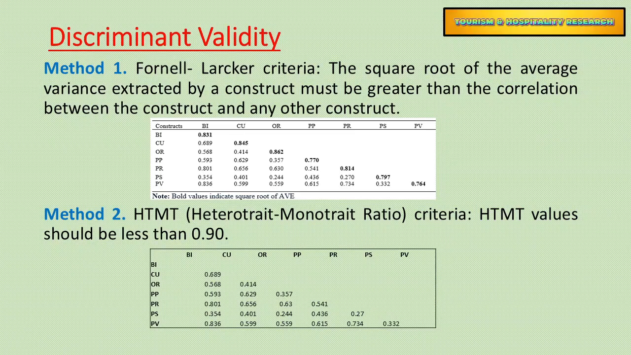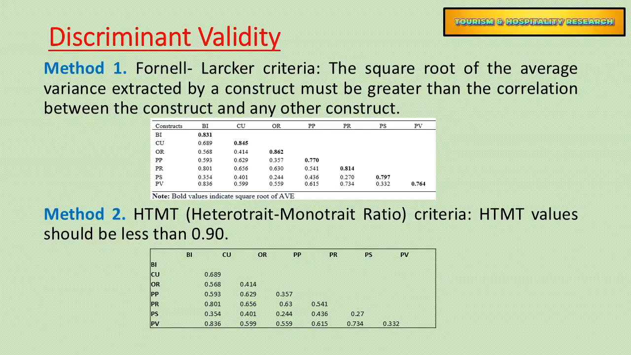First, let us discuss the Fornell-Larcker criteria. The square root of the AVE, average variance extracted by a construct, must be greater than the correlation between the construct and any other construct. In this picture you can see how we present the results of discriminant validity in a dissertation, thesis, or paper. In the top horizontal row, these are the abbreviations for the constructs of the study, and in the vertical left row also these are the same abbreviations. The figures in bold indicate the square root of AVE.